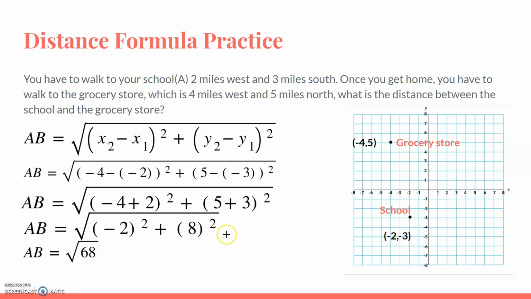We get that by squaring these two values. We get 4 plus 64, which gives us 68, and then the square root of 68 is 8.25 miles. That is the distance between points A and B, or the distance between the school and the grocery store.